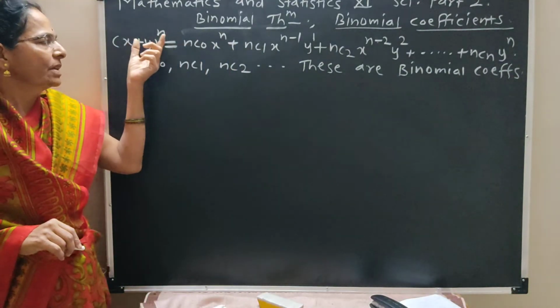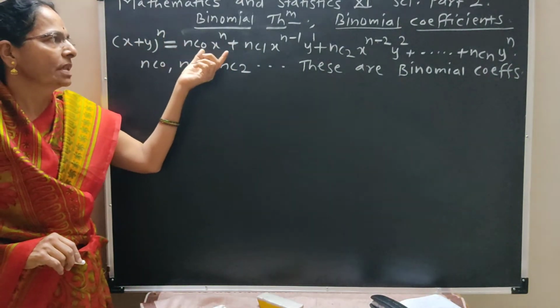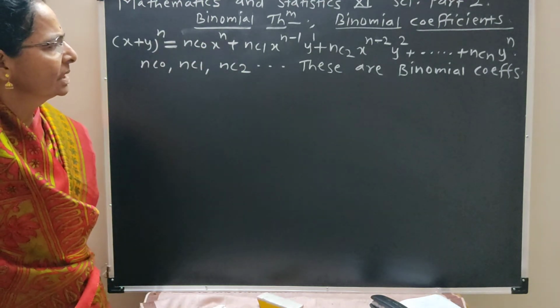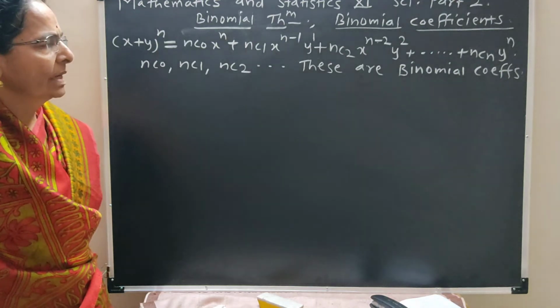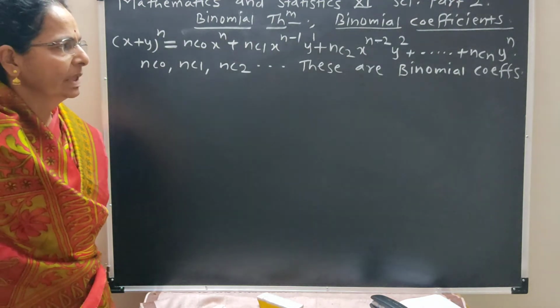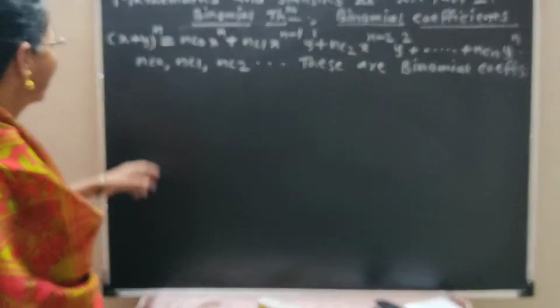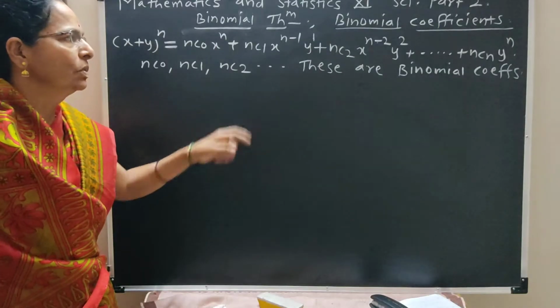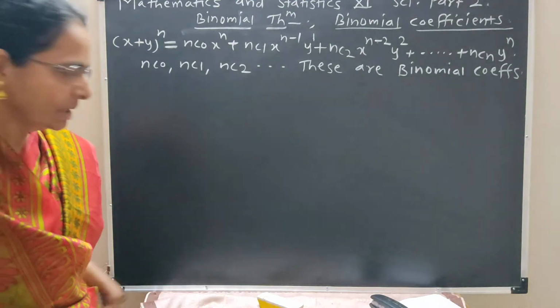(x + y) raised to n is equal to nC0 x raised to n plus nC1 x raised to n minus 1 y raised to 1 plus nC2 x raised to n minus 2 y raised to 2 plus and so on, plus nCn y raised to n. In this theorem, nC0, nC1, nC2 are binomial coefficients.